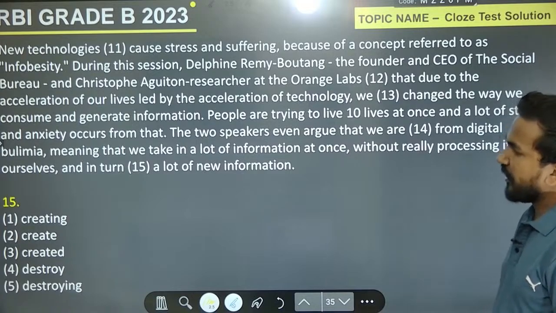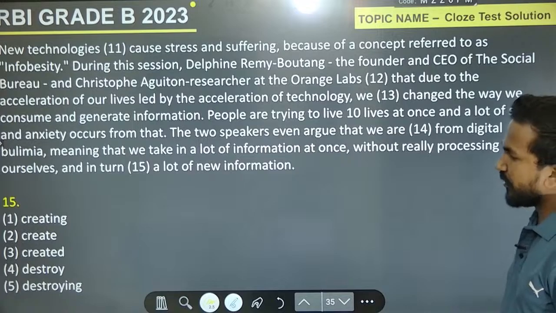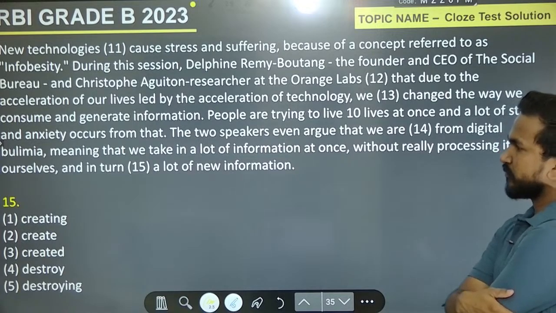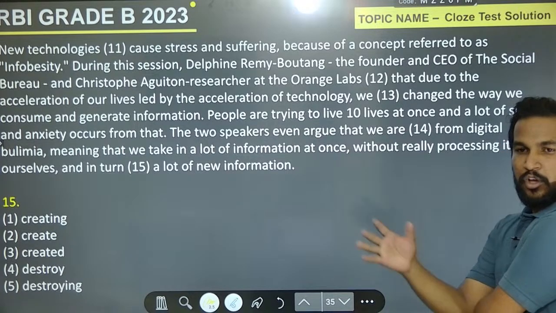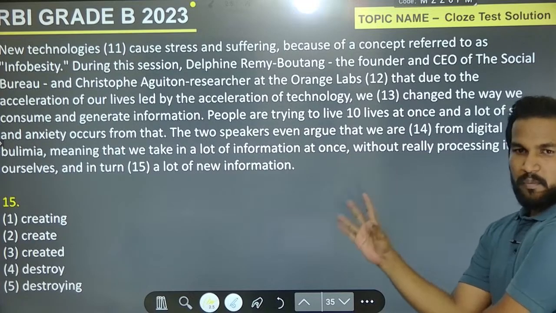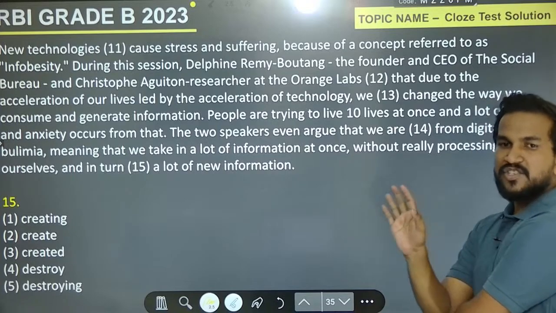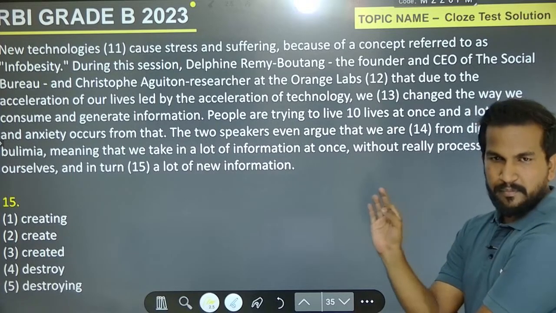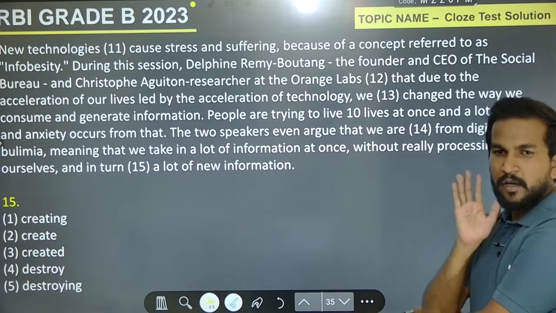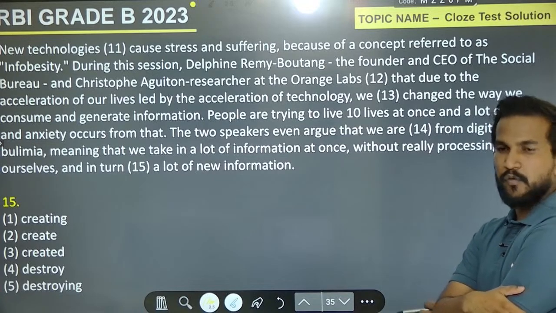Okay. Creating, created, destroy, or destroying. If you know the balance formation, parallel construction, then definitely your answer will be perfect here. Go for the right option.